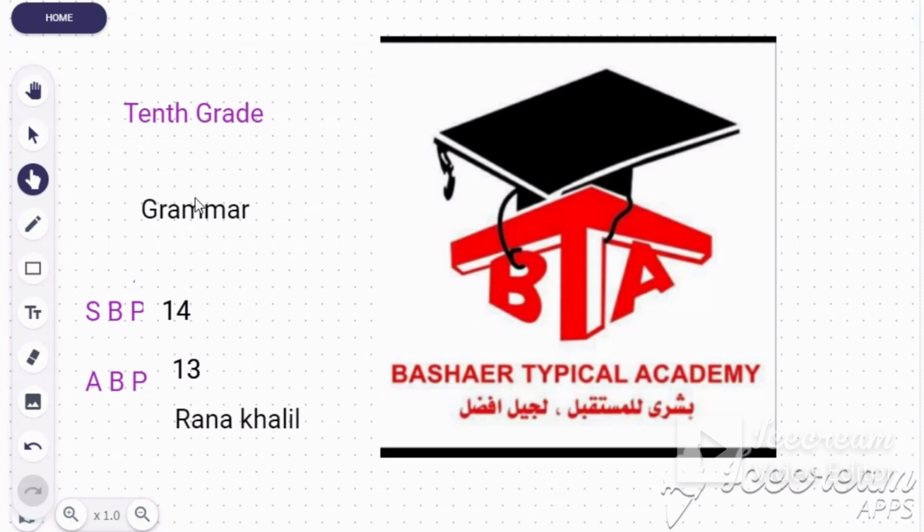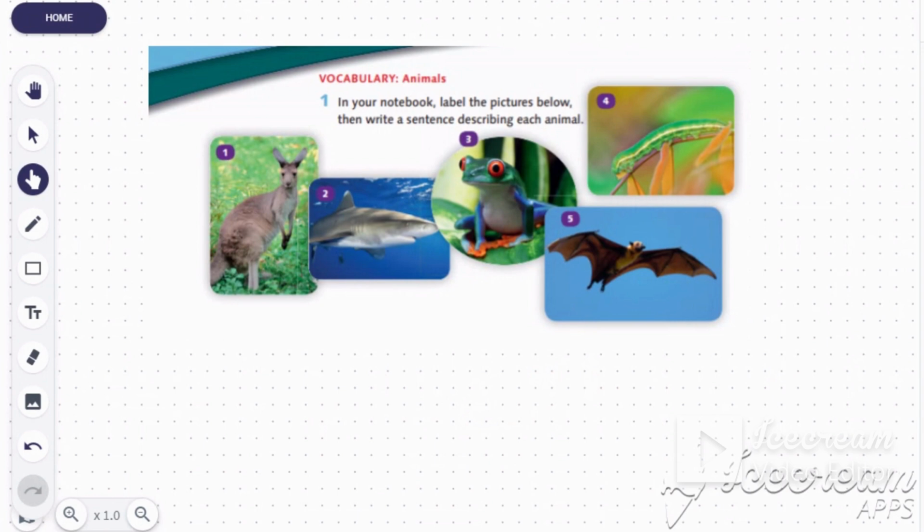It's a grammar lesson on answering questions, page number 14 and page number 13. First of all, open your student's book to page number 14. Now look at this picture of animals, birds, fish, and insects. Vocabulary, animals. In your notebook, label the pictures below, then write a sentence describing each animal. I will write a sentence about one of them.